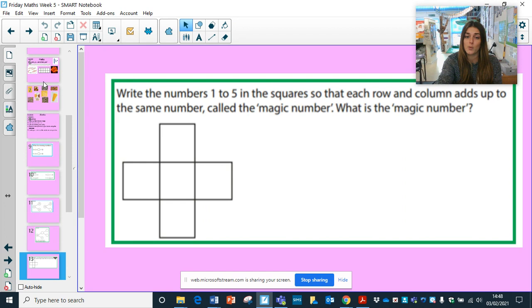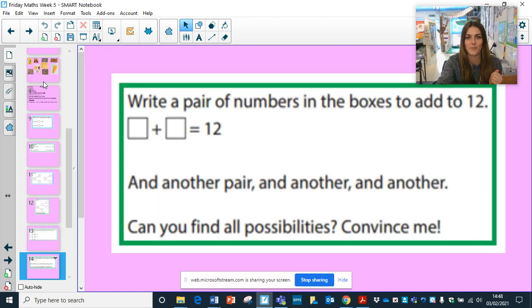Here there is: write the numbers 1 to 5 in the squares so that each row and column adds up to the same number. This is called a magic number grid. It's a real challenge. You have to put some numbers in, add them up, check them, move some around. That might take you the whole lesson. So that's a tricky one.